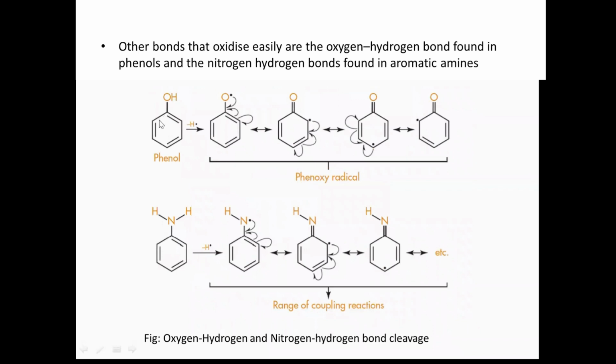Similarly, phenols, as I mentioned earlier, are also very prone to auto-oxidation because the O-H bond of the phenol is very likely to break to form radicals. For example, with this O-H bond, a phenoxy radical will form, giving a hydrogen radical also. And this amine N-H bond is also very prone to form free radicals. So oxygen-hydrogen and nitrogen-hydrogen bonds are cleaved to give free radicals.